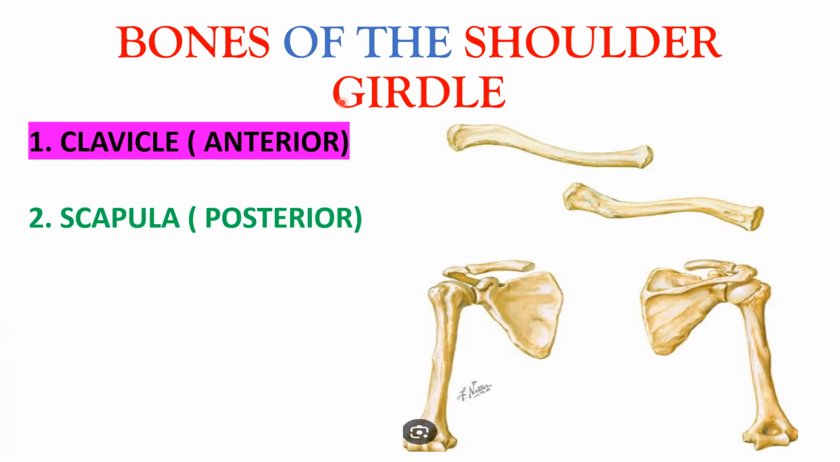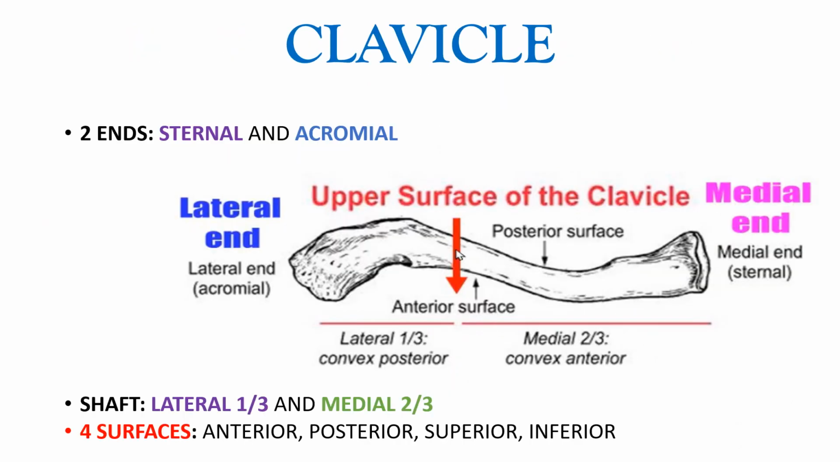Of the shoulder girdle, we have the clavicle anteriorly, and posteriorly we have the scapula. This is the superior border of the clavicle, this is the inferior border of the clavicle, and this is the scapula. How about the clavicle?